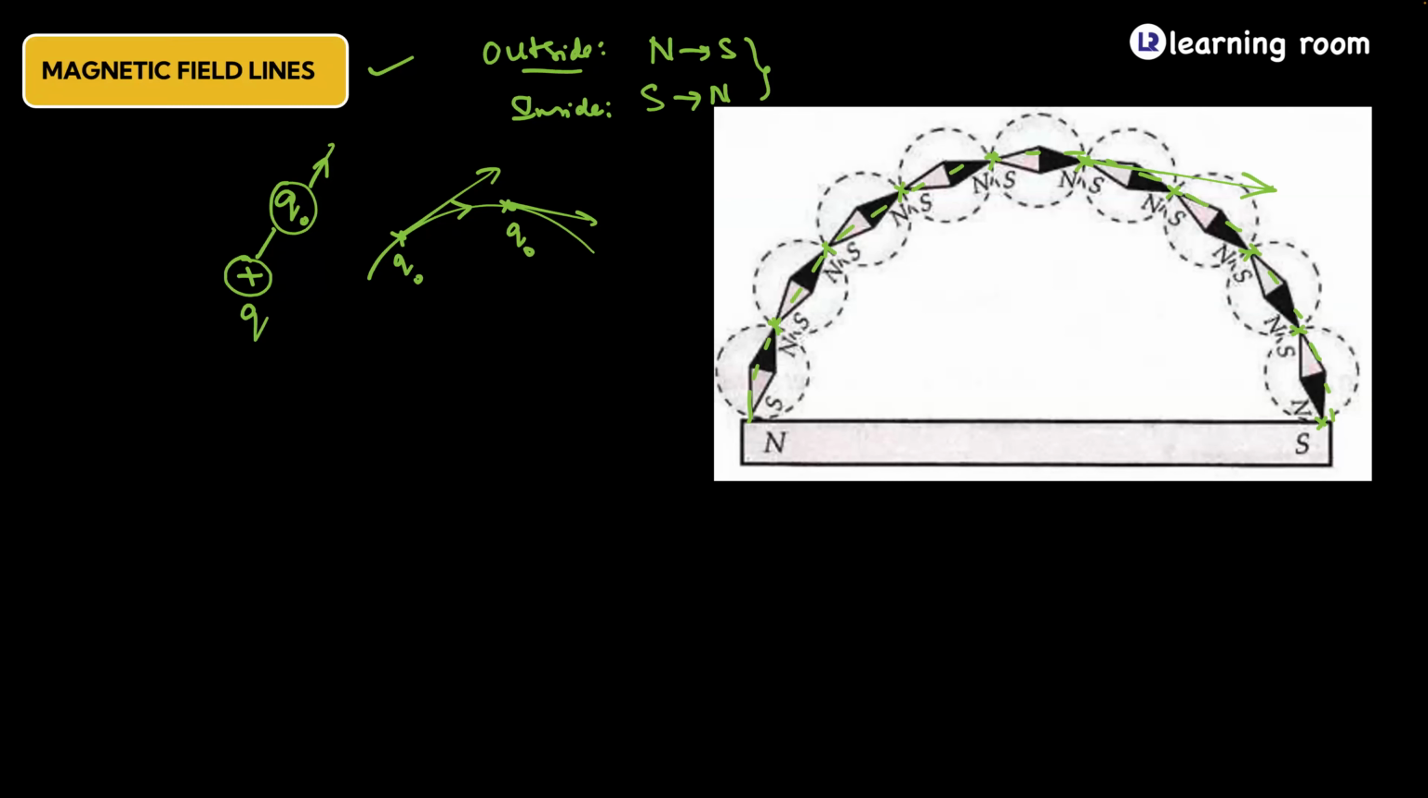Shall we go to the next topic? Okay. So the next one is going to be a derivation. Next one is the magnetic field of a bar magnet at an axial point.